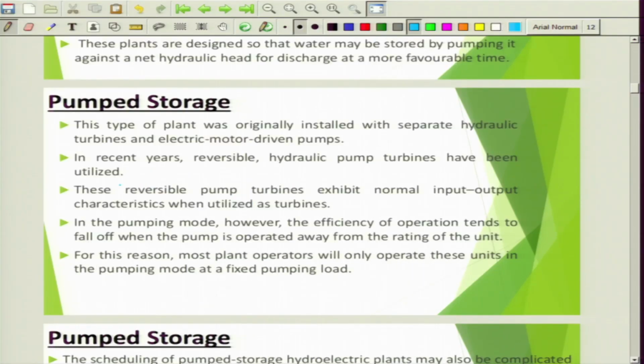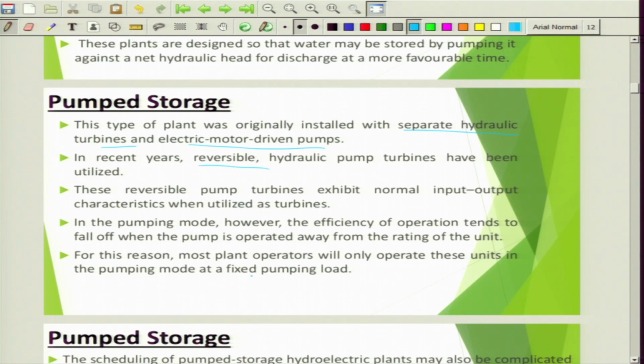This type of plant was originally installed with separate hydraulic turbines and electric motor driven pumps. So what you require is electric motors and a turbine, right. In olden days, we were supposed to have the hydroelectric turbines and electric motor driven pumps separately, and in recent years there has been an upgradation in technology where reversible hydraulic pump turbines have been utilized. That means the same turbine can operate both during generation as well as during motoring.